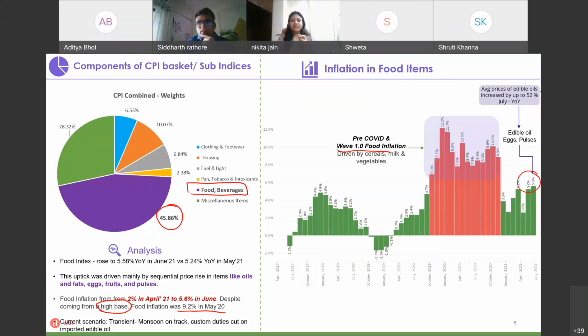And if you see the average increase in the prices of edible oils for the past few months on a YOY basis, it has been more than 50% actually. And India imports most of its demand, more than 60% of the demand for edible oils is basically imported. So this is not in the hands of the policymakers in our country, and we are dependent on the international edible oil prices. So it is like an imported inflation part.